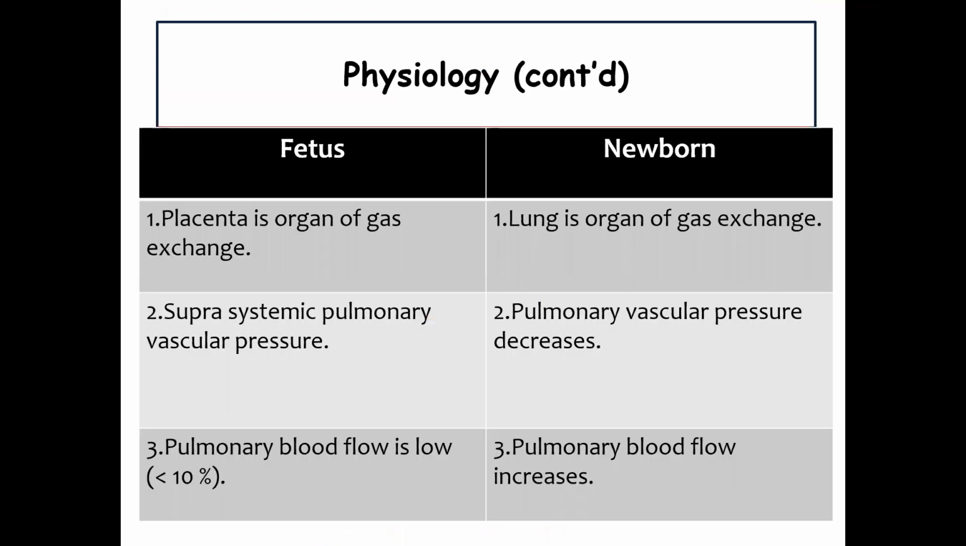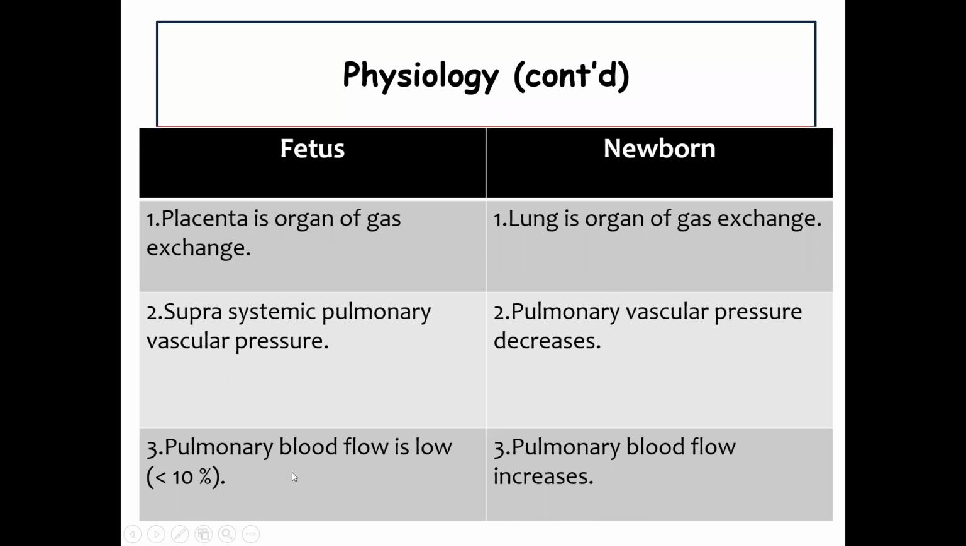So what are the primary differences in the physiology between the fetal and the neonatal circulation? In the fetus, we saw how the placenta is the organ of gas exchange, whereas in the newborn baby, the lung becomes the primary organ for gas exchange. In the fetus, the suprasystemic pulmonary vascular pressure was primarily due to the collapsed or fluid-filled alveoli, which did not have enough oxygen. Whereas after the newborn baby takes the first breath, the alveoli get enriched with oxygen, and hence the pulmonary vascular pressure decreases and more blood enters the lungs.